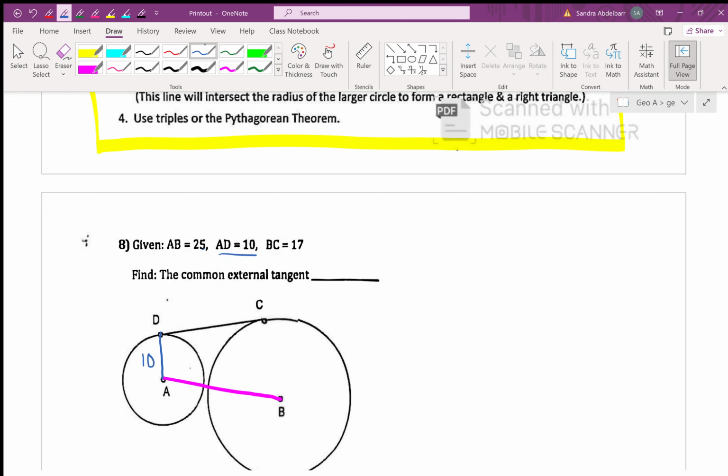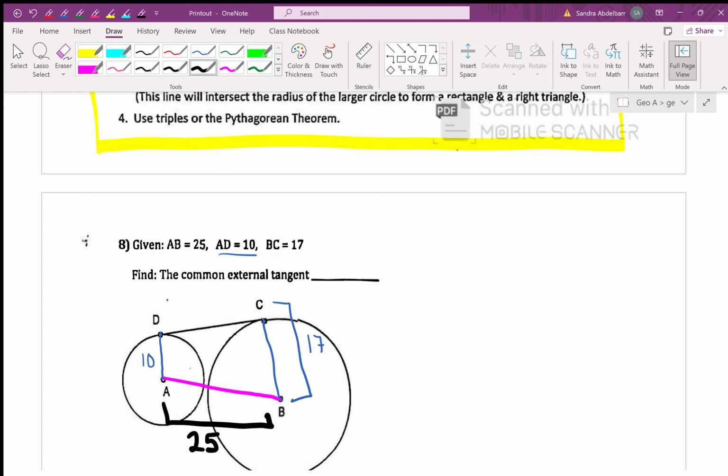Then I'm going to draw a radius from the bigger circle to the point of contact, so from B to C. Now this you want to label like this. The larger one you want to put sort of like a bracket to label it. That's 17. Oh, and they told us something else. What did they tell us? They told us AB is 25.